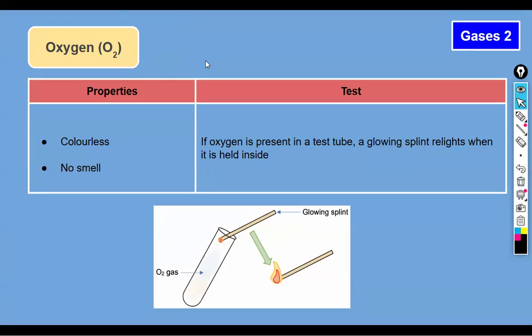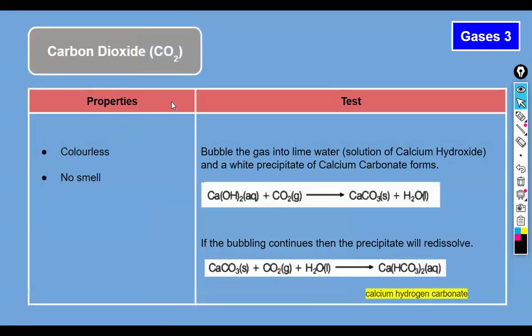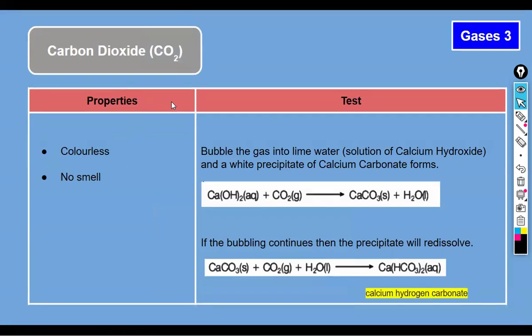Easy so far, right, guys? It's just to remember. So let's do the next one. Carbon dioxide. It seems a lot of these gases are colorless and have no smell, right? So carbon dioxide is no exception. Okay? So the test. What you need to get for this, you need carbon dioxide.